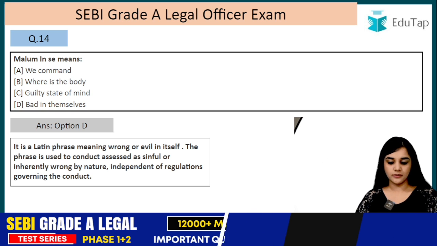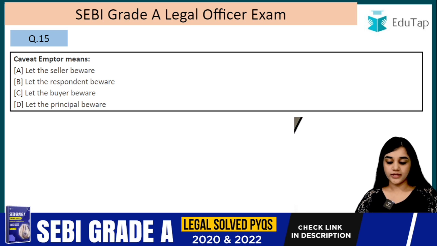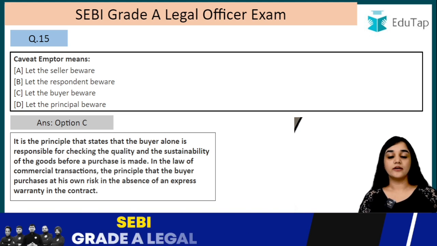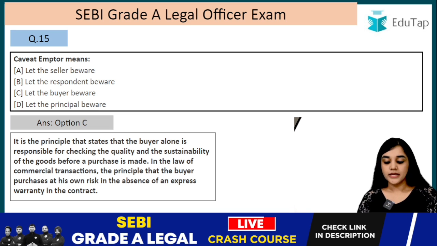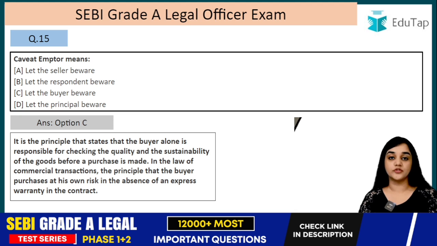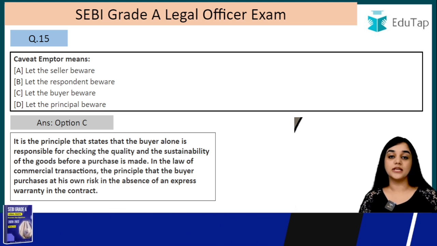Question number 15. Caveat emptor means very easy. This also we have done earlier. So it is let the buyer beware. It is option number C, that it is the responsibility of the buyer that he has to be aware before he is making any purchase. So it is let the buyer beware. It is the principle that states that the buyer alone is responsible for checking the quality and suitability of the goods before a purchase is made. It is the law of commercial transaction, the principle that the buyer purchases at his own risk in the absence of an express warranty in the contract.